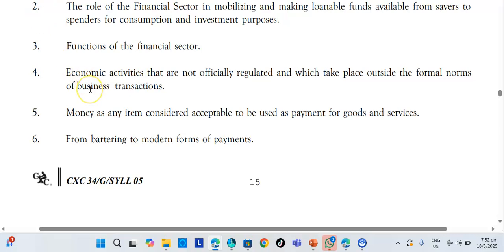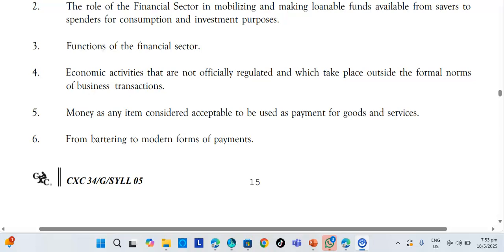Now we're going to look at economic activities that are not officially regulated and which take place outside the formal norms of business transactions. Informal economic activities consist of activities that are not officially regulated, not taxed, and not monitored by the government. These activities take place outside formal business structures, and workers often lack legal protection, contracts, or benefits.